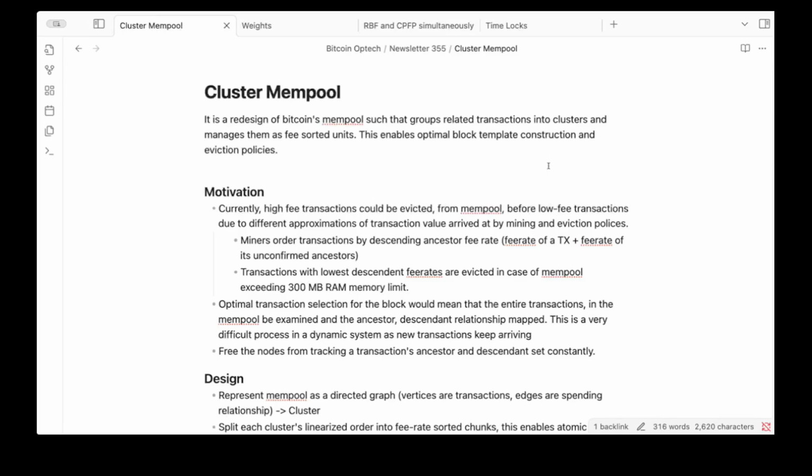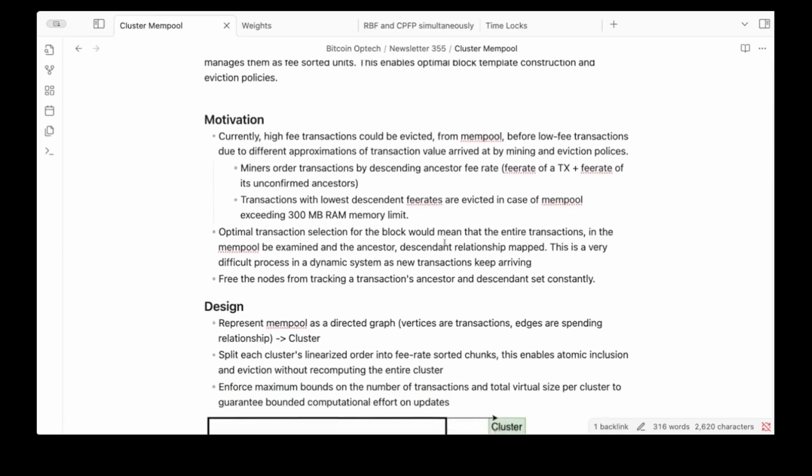In the existing case, it is very difficult to keep track of all incoming transactions, match them up with their ancestors and descendants, sort the list, and keep updating the list as new transactions keep coming in. So it's a computationally expensive task. The cluster mempool design will improve this computation task. So that is the idea or motivation behind this cluster mempool design.